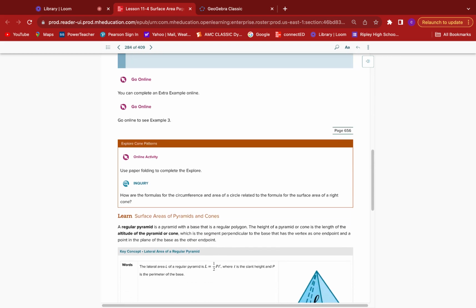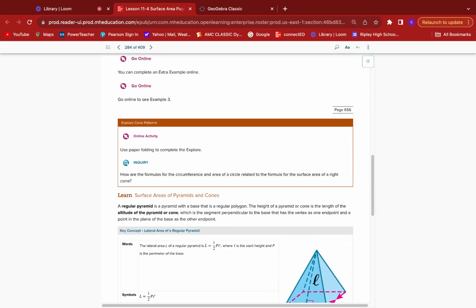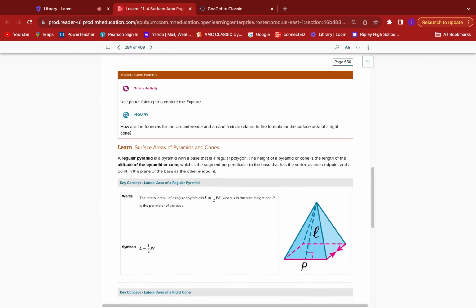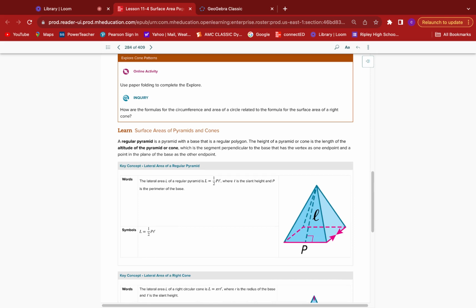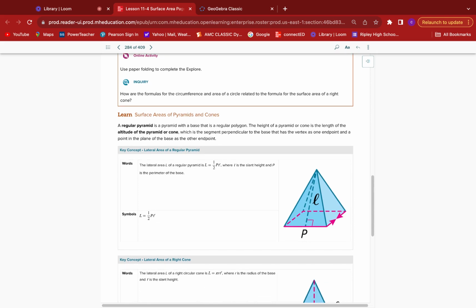All right, so a couple more examples, if your teacher wants you guys to do that. Moving on to page 659. All right, talking about surface area of pyramids and cones.